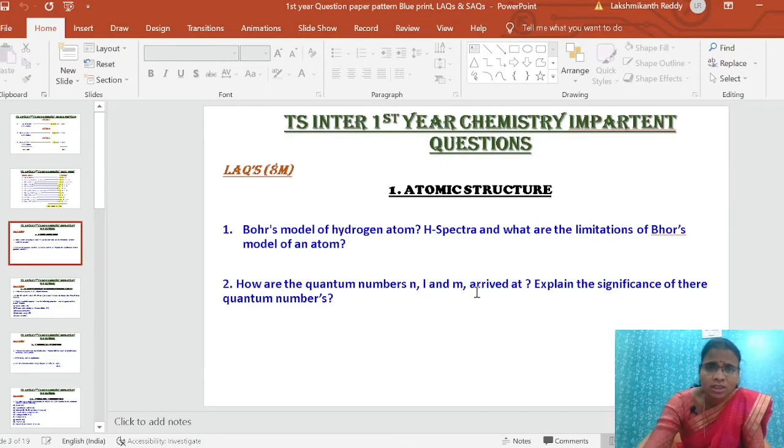From atomic structure, we will expect Bohr's atomic model with hydrogen spectra and write limitations of Bohr's theory. Then quantum numbers. Okay. So we need to write the n, l, m. You should read the questions carefully.